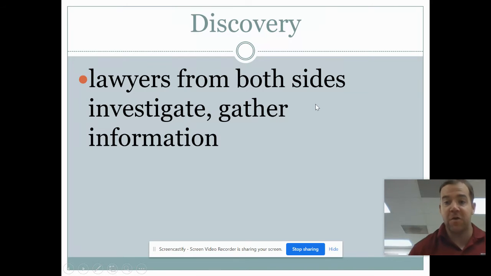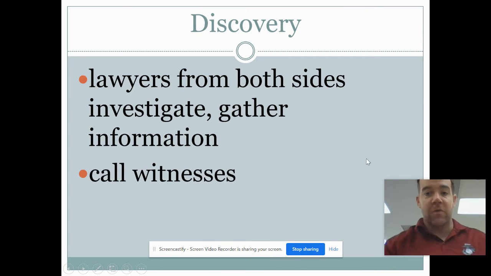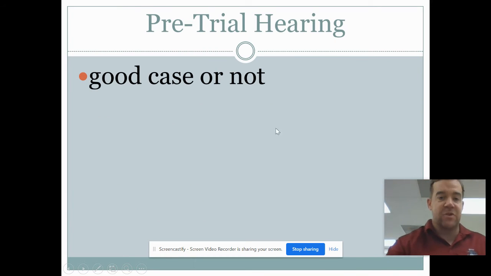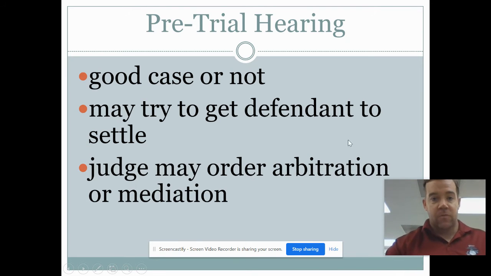Now, discovery is essentially just like in trial courts. The lawyers from both sides are investigating. They're gathering information at this point. The court case has not started, but they're trying to get as much information as they can on it. They can call witnesses and hear testimony. And then you have a pre-trial hearing.